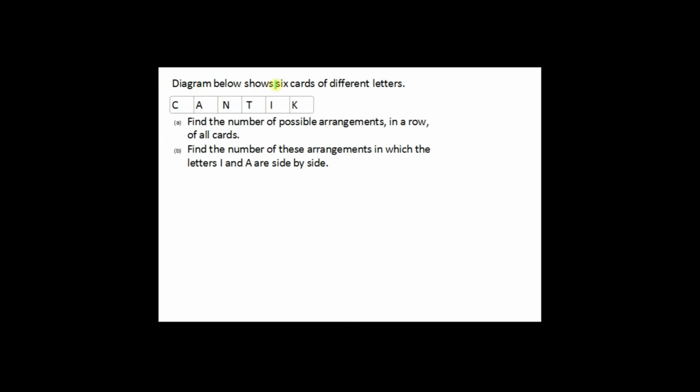The diagram below shows 6 cards of different letters, which are C, A, N, T, I, and K. Find the number of possible arrangements in a row of all cards. This is a permutation question because the order matters. Now we want to find the number of possible arrangements of all the cards. You have 6 cards here. This is equal to 6 factorial, which is equal to 720.